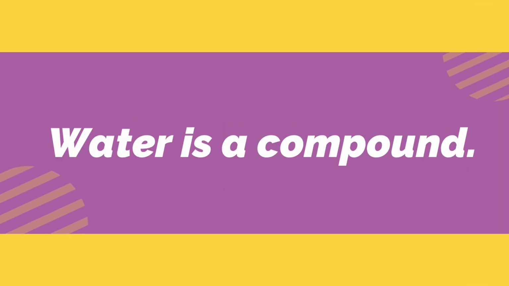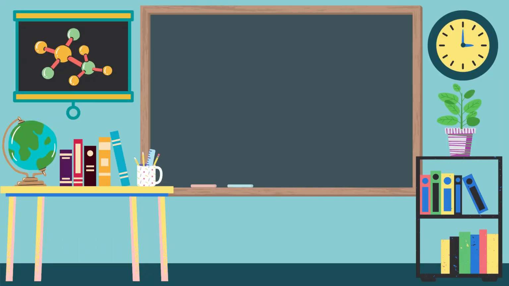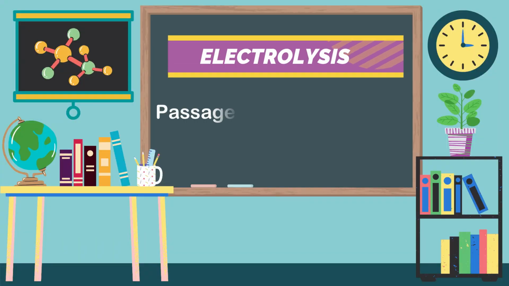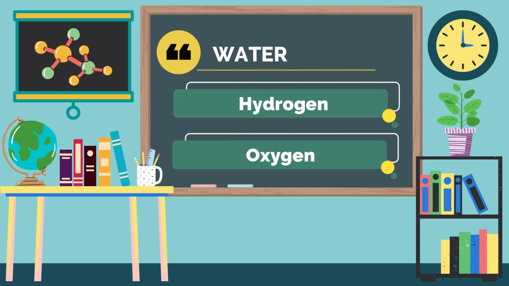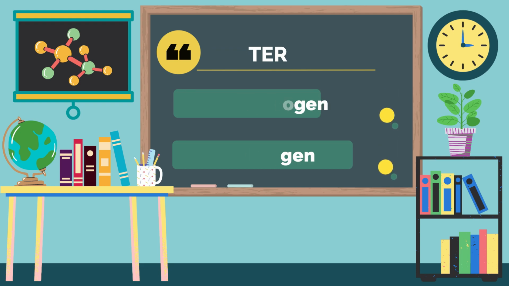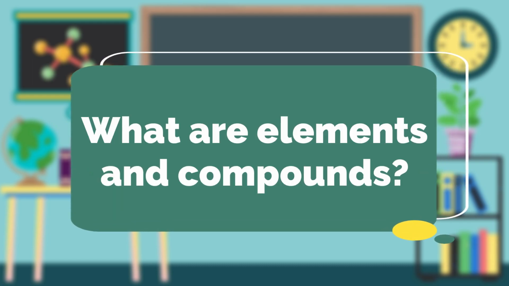Water is one of the most commonly used compounds. But what are the components that make up water? Did you know that through the process of electrolysis, or the passage of electric current, water can be decomposed into its two component elements, hydrogen and oxygen? Now, what are elements and compounds? How are they similar? And how are they different? Let us find out in our lesson today.